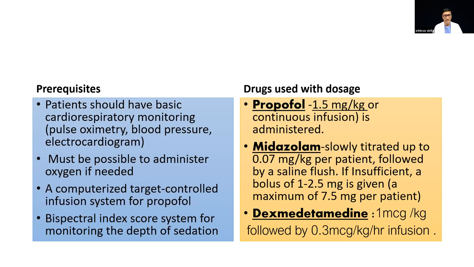Now, there are basically three drugs that are used in the drug-induced sleep endoscopy: propofol, midazolam, and dexmedetomidine. Propofol has been the drug of choice for a lot of time, almost for 10 years now, and has been thoroughly tested. Dexmedetomidine is a darling of the ENT surgeons, and all of us now use dexmedetomidine. But the only problem with dexmedetomidine is that it cannot be used in patients who have cardiac ailments because it causes the heart rate to go down.